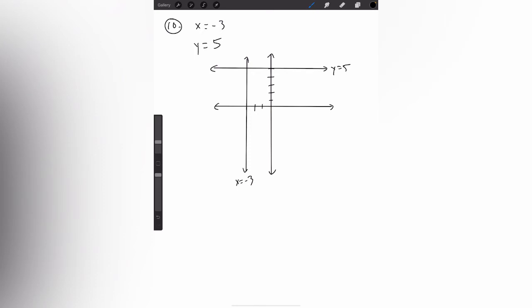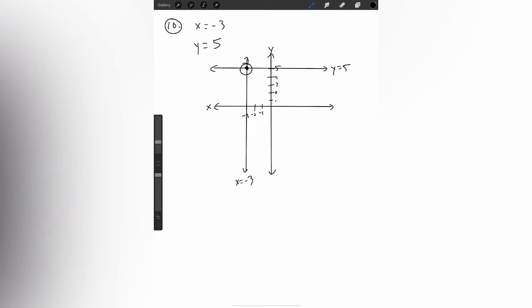Because I know that this is 1, 2, 3, 4, 5. And this was negative 1, negative 2, negative 3. If that's my x-axis and that's my y-axis, then that's right. And my answer is going to be right where those two lines meet. Okay, so right where negative 3.